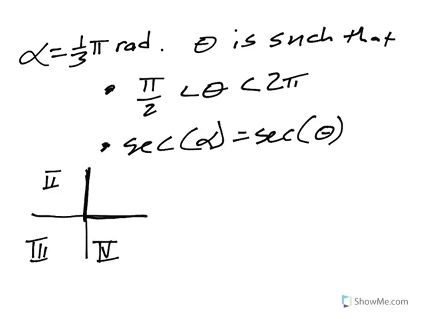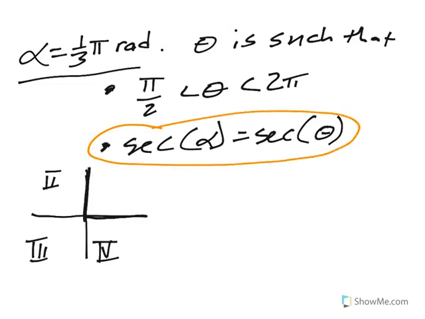So, oh great, that's not really much help. It's just saying it's not the same angle or something coterminal to that. It's in some other quadrant. But this other one is really helpful information because secant alpha is the same as secant theta.